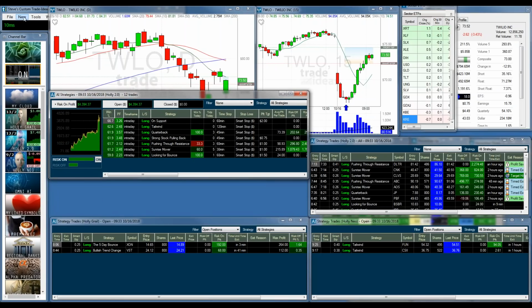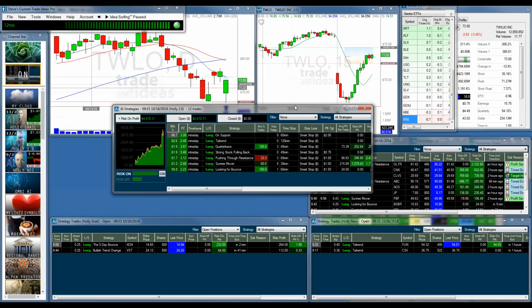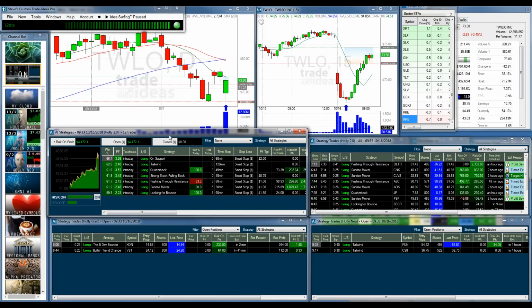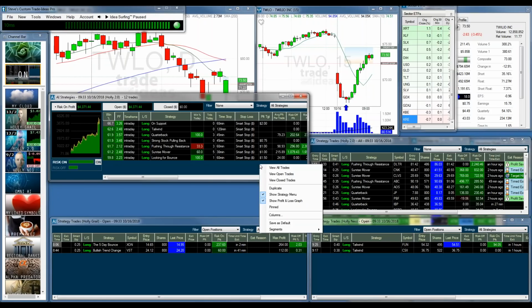By doing so, you just go to Tool, New, and New AI Holly window right here. And this window will populate. From this window, we can see exactly what's going on, and we can also toggle between segments. Right now it's on Holly 2.0. We could toggle over to Holly Grail and see what those strategies are, and Holly Neo. But we're going to stay on 2.0 for this demonstration.